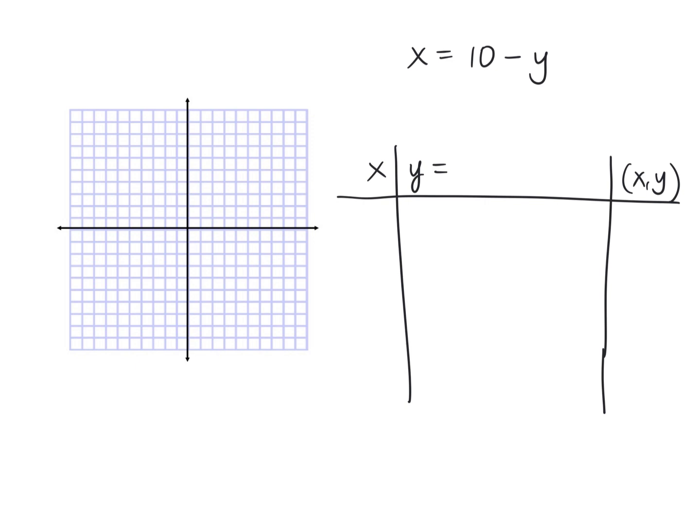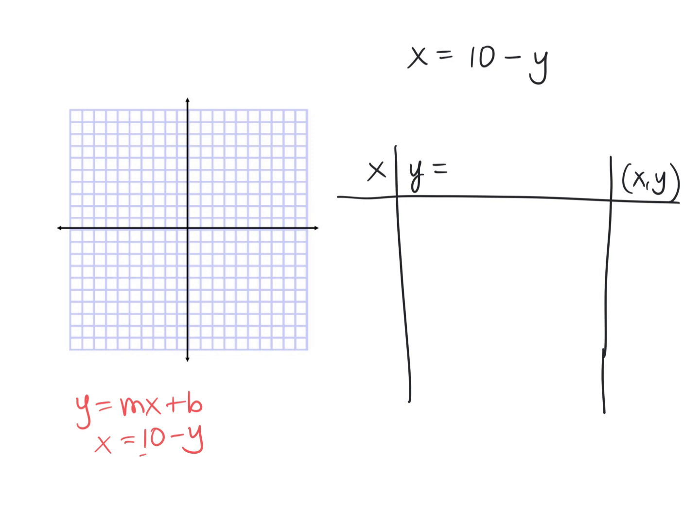All right, let's go ahead and try the next one. So you might be looking at this one and saying, hey, it doesn't look like it's in the form y equals mx plus b. We know lines can be written in slope-intercept form. So can we rewrite it? Right now it says x equals 10 minus y. Let's rewrite it so it says y equals.